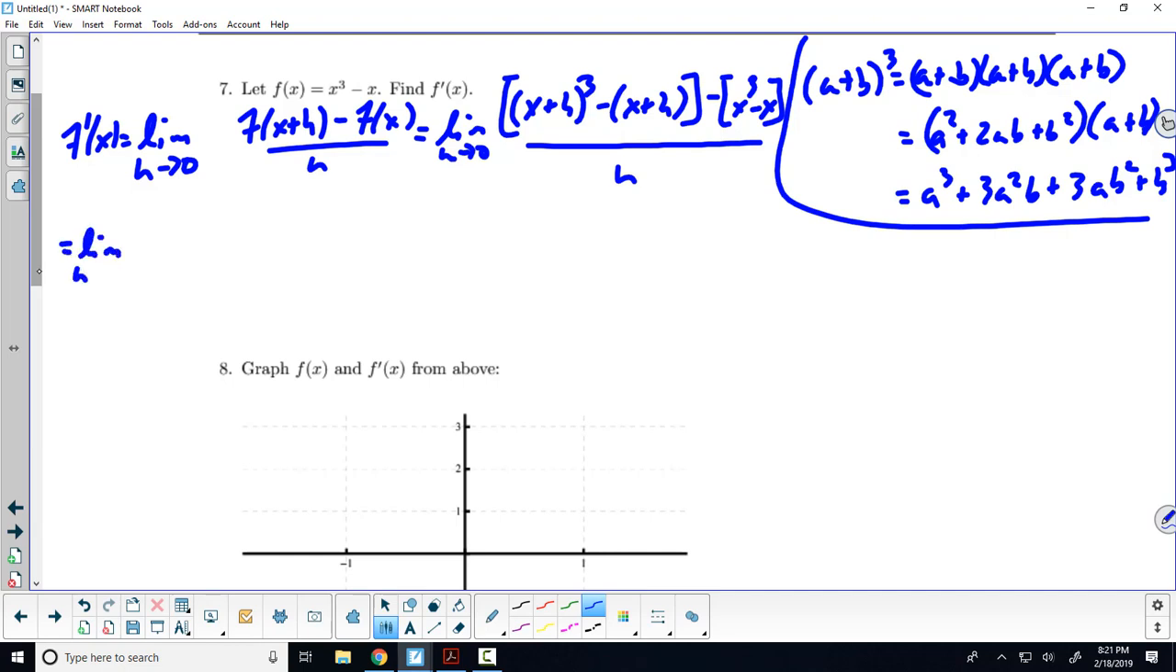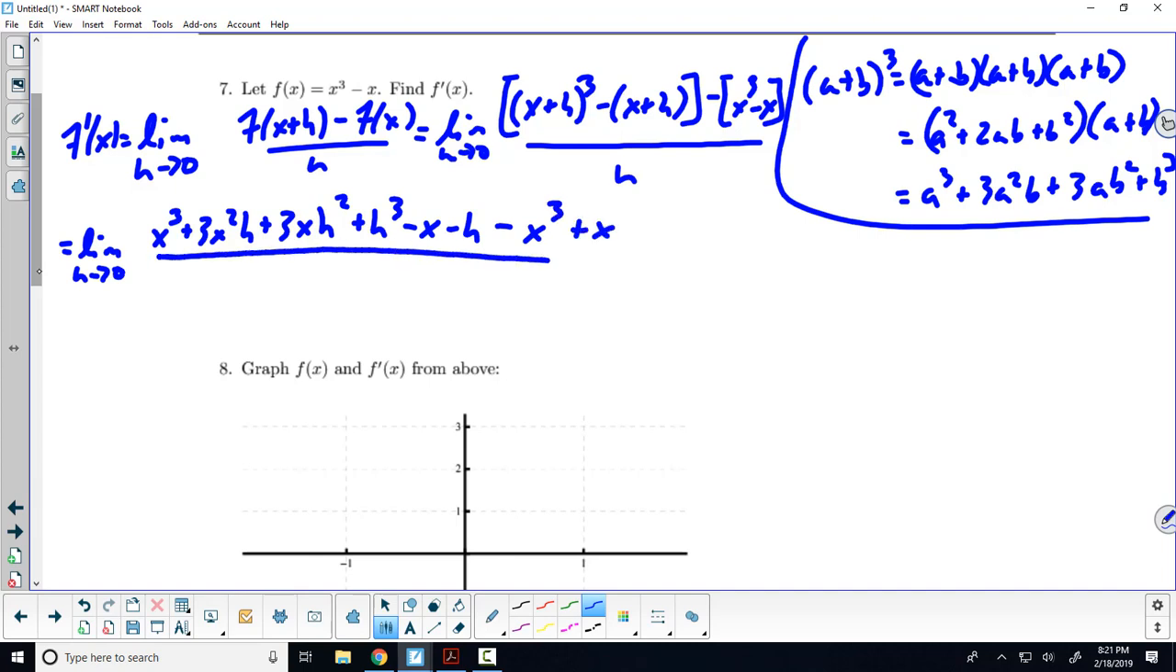So this gives us the limit as h approaches 0. I'm going to cube this out now. So this is x cubed plus 3x squared h plus 3x h squared plus h cubed minus x minus h minus x cubed plus x, all over h. Okay, can you guys read that if you need to?